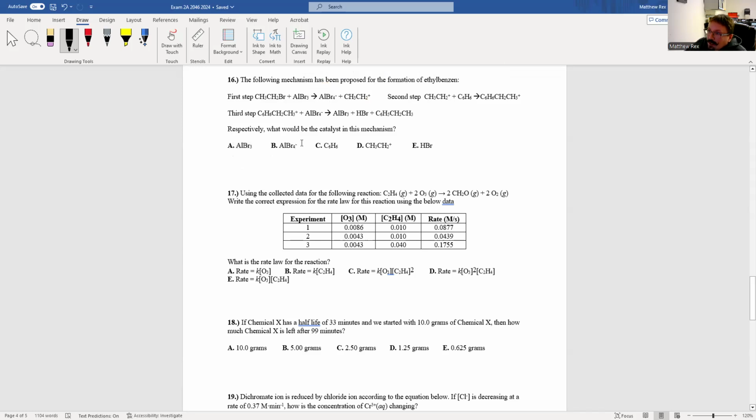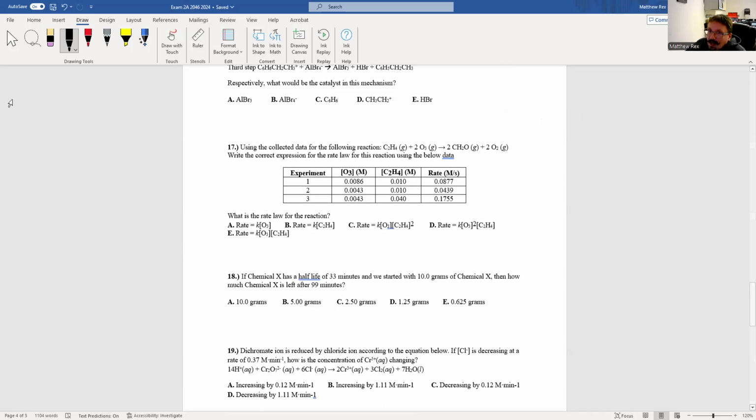AlBr4 to the negative, that would be an intermediate. C6, or no, actually the C6 we would keep. And then, oh, but the CH3CH2, that would be another intermediate. So B and D are intermediates. C and E are actually reactants and products, but A is our catalyst.